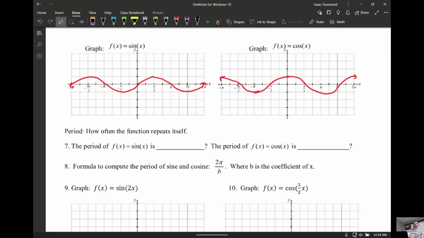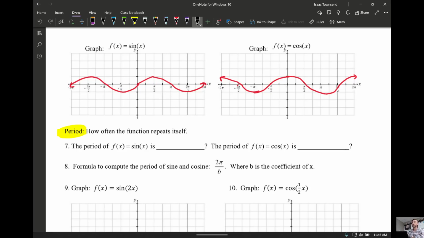Okay, one change that we're going to make about these graphs is how often these patterns, how often a cycle repeats itself. And that distance is called period. In a science course, you'd probably call that frequency, like how frequently these waves repeat themselves. So sometimes you have to get that out of an equation, and I'll tell you how to do that in number 8. But sometimes you have to get it out of a graph.